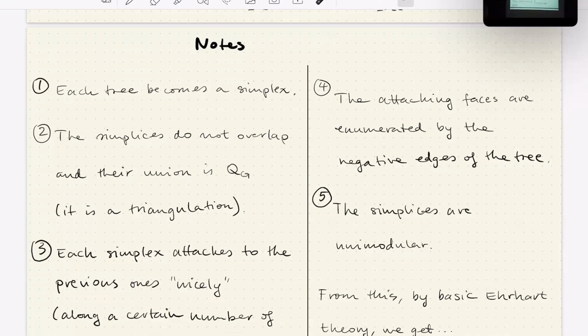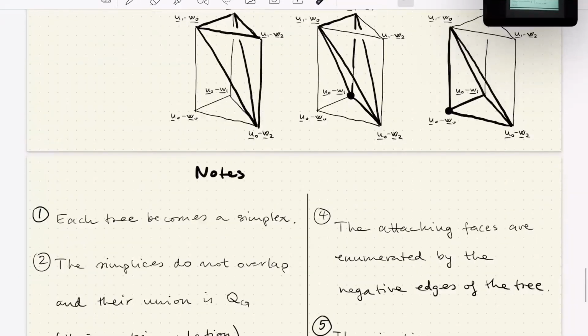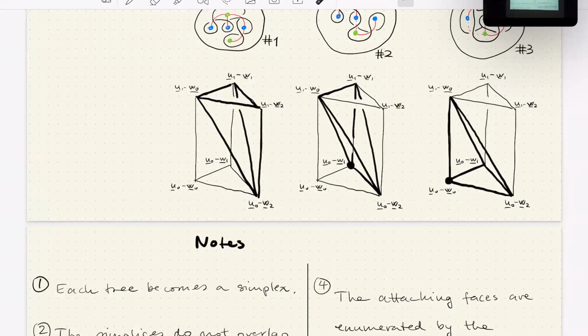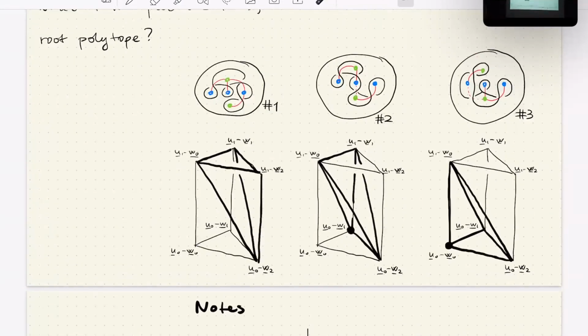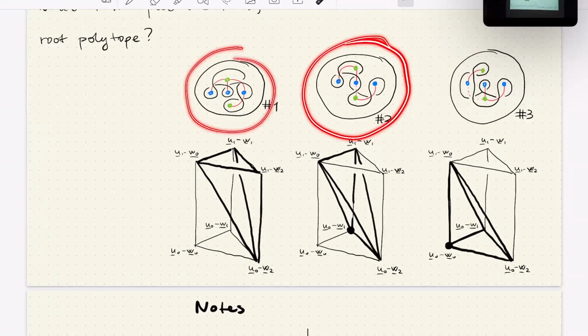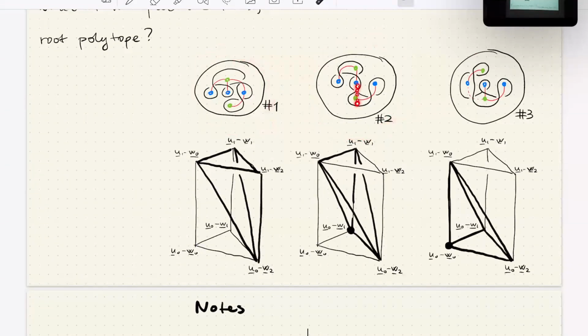Okay, so that's the kind of thing that mathematicians love, when everything is just so regular and no weird exceptions to anything. Right, negative edges. Here it is, the attaching faces. So that's key for the actual result that comes out of this. So here, first tree, nothing special. Second tree had this negative edge. The negative edge was actually the new edge, right? The edge that was not present in the first tree. So that's why it's highlighted here with this big dot.